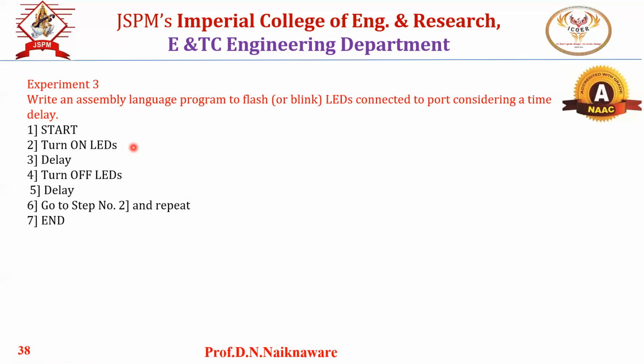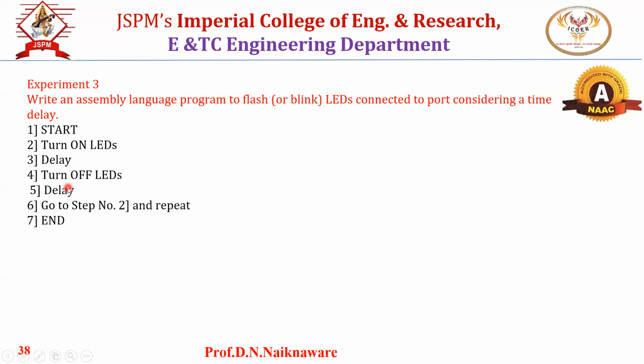For that on condition we have to stay for some time, that's why I will call a delay, and then again I have to turn off the LED. Basically, if I pass 1 for on, then I will pass 0 for off. If I load the 0 value into that port, the LED will be off. Again I have to stay at that condition for some time, so again I will call delay. If I want to do this process again and again, then I will use the go to instruction and jump to the start again and again. This process is going to continue.